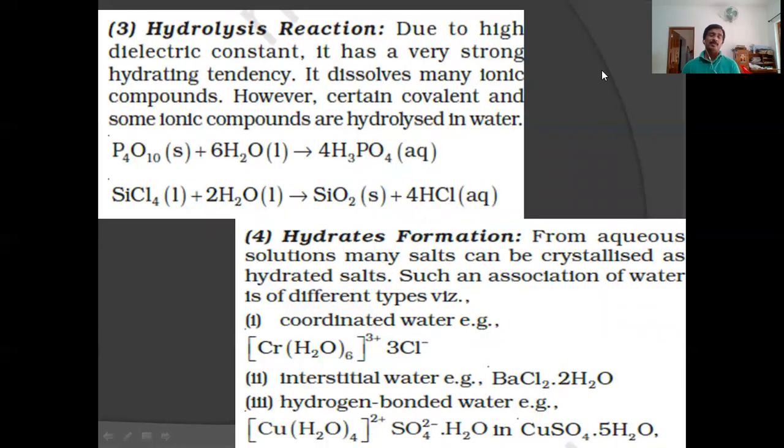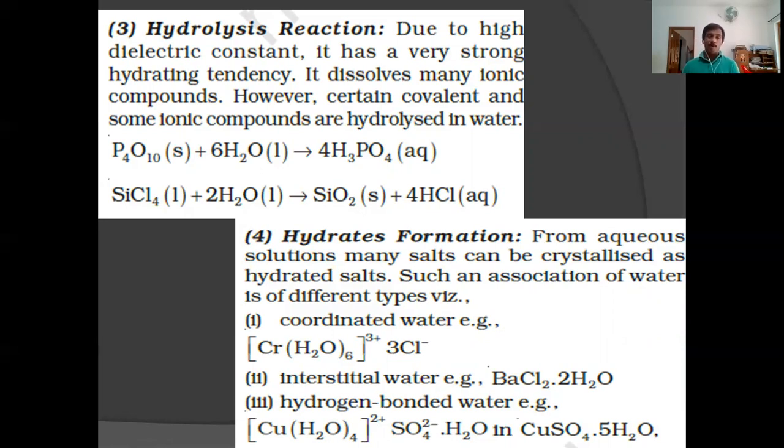Another reaction, hydrolysis. You may have heard about hydrolysis. There are a number of reactions. Due to its high dielectric constant, water has a very strong hydrating tendency. It dissolves many ionic compounds. However, certain covalent and some ionic compounds are hydrolyzed in water.